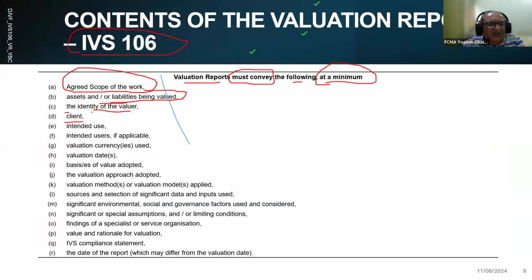Then the client, so details of the client with whom we have reached an agreement, the intended use and intended users, which we discussed. Then the valuation currency. Normally, Indian rupee will be the valuation currency in the majority of our assignments. But if a valuation assignment happens to be for a foreign company, we need to specifically mention the valuation currency, whether that is British pound or US dollar, whatever that may be.